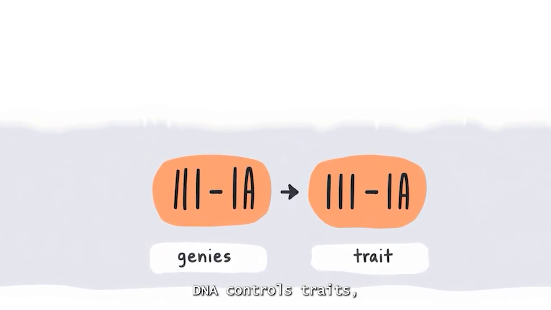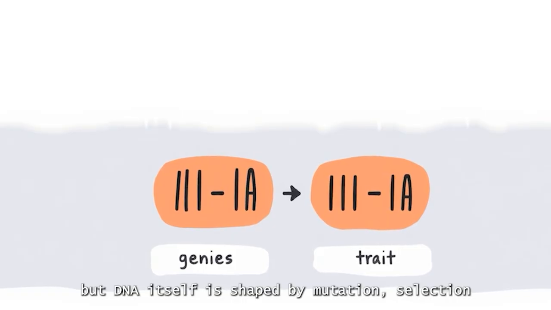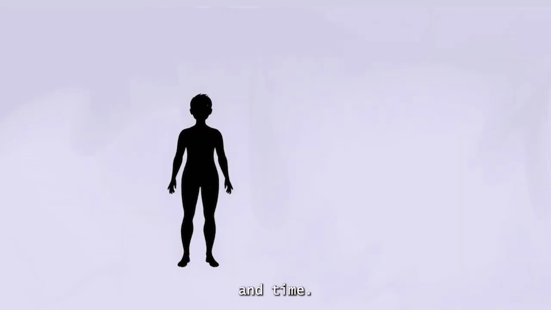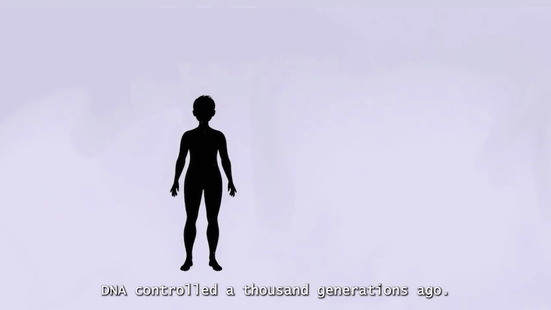DNA controls traits, but DNA itself is shaped by mutation, selection, and time. What your DNA controls today is different from what your ancestors' DNA controlled 1,000 generations ago. And it will be different 1,000 generations from now.